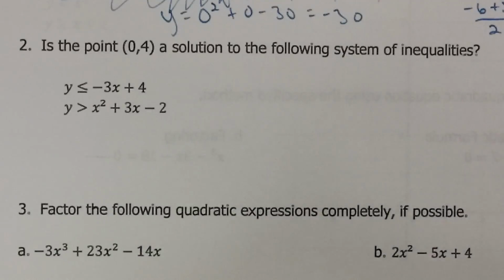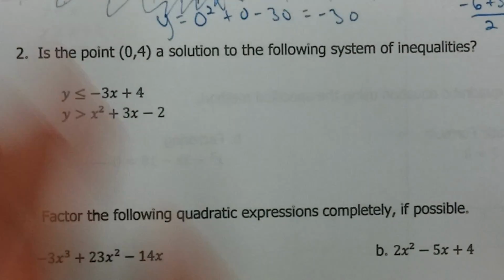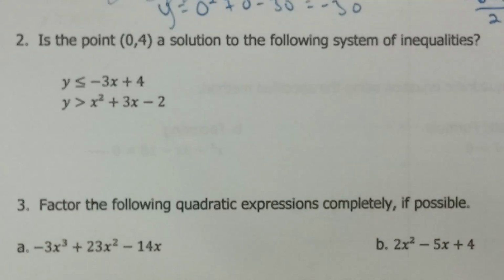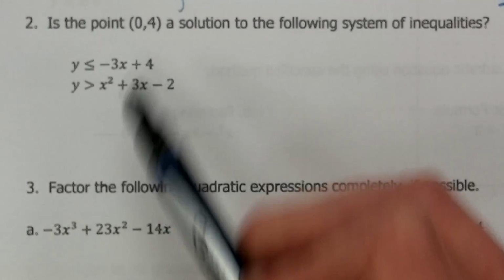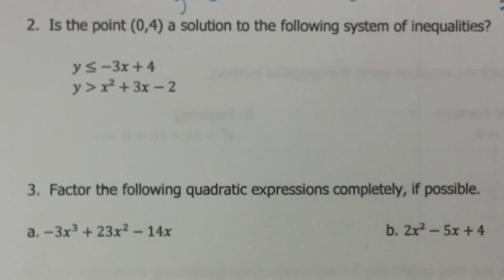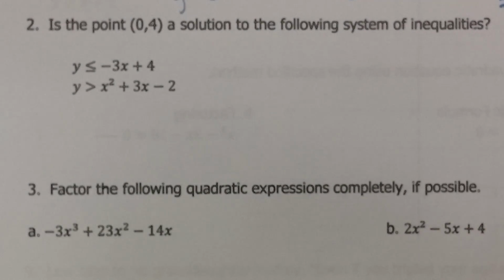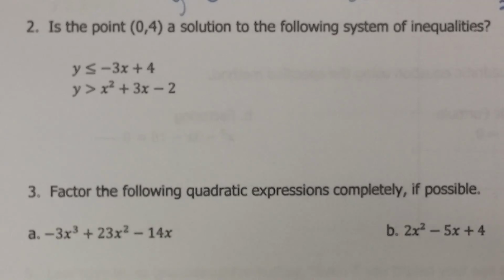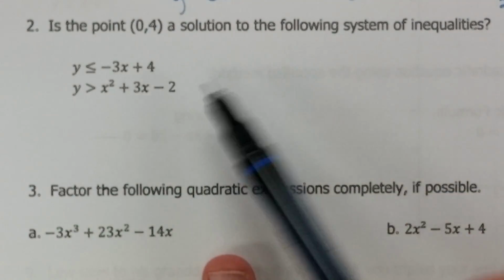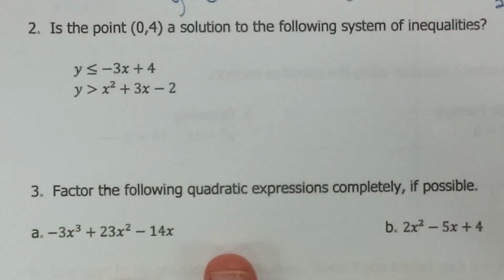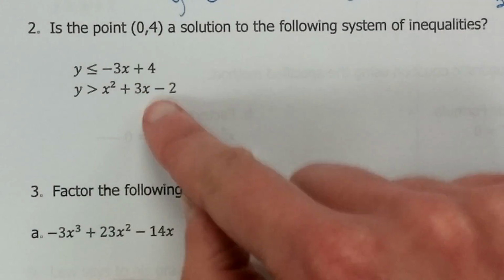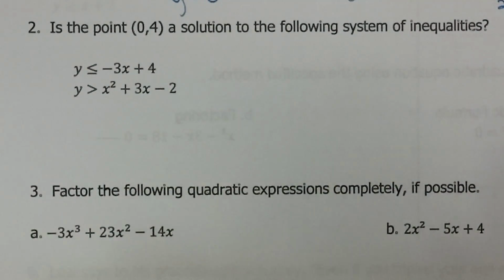So for number 2 in the closure packet, it gives us a point, (0, 4), and asks if it's a solution to this system of inequalities. Anytime we want to know if a point is a solution to something, we just plug it in and see if it gives us a true statement. For this point to be a solution to the system, meaning more than one inequality, it's going to have to make both of these true, so we're going to have to check it in both of them.